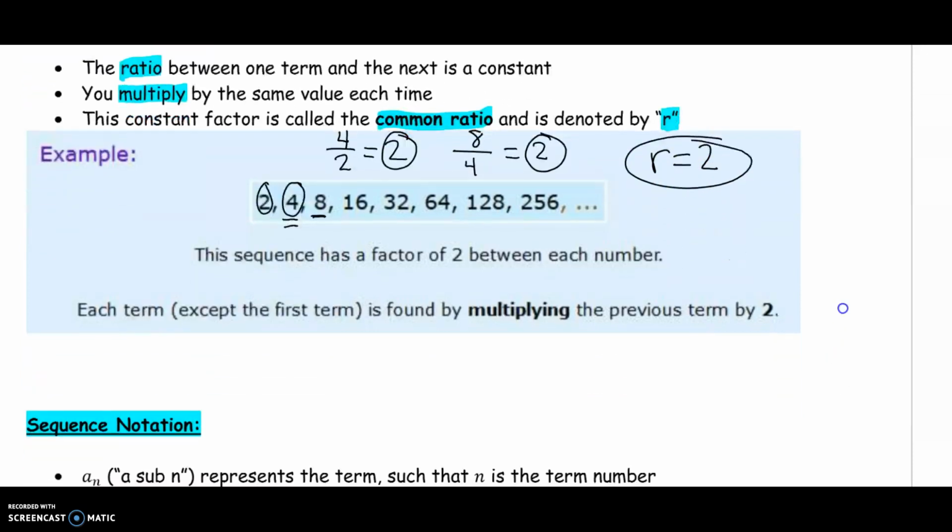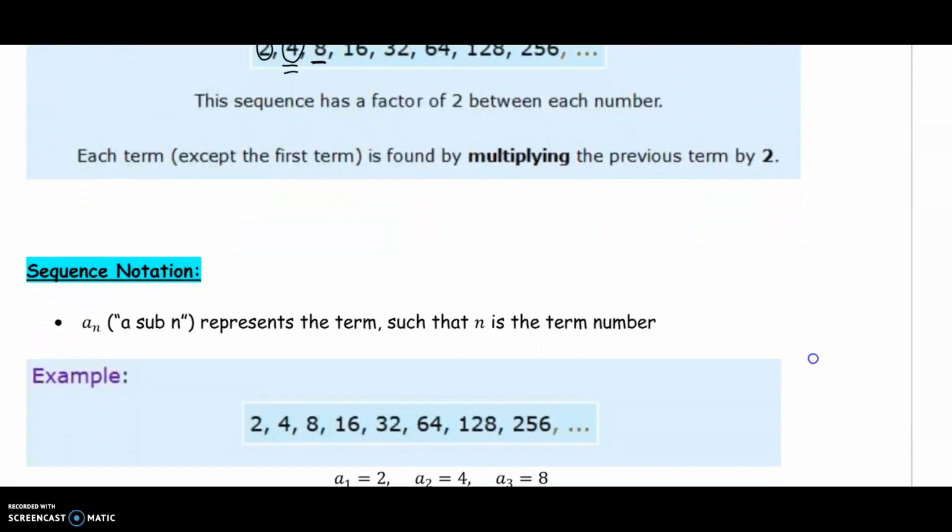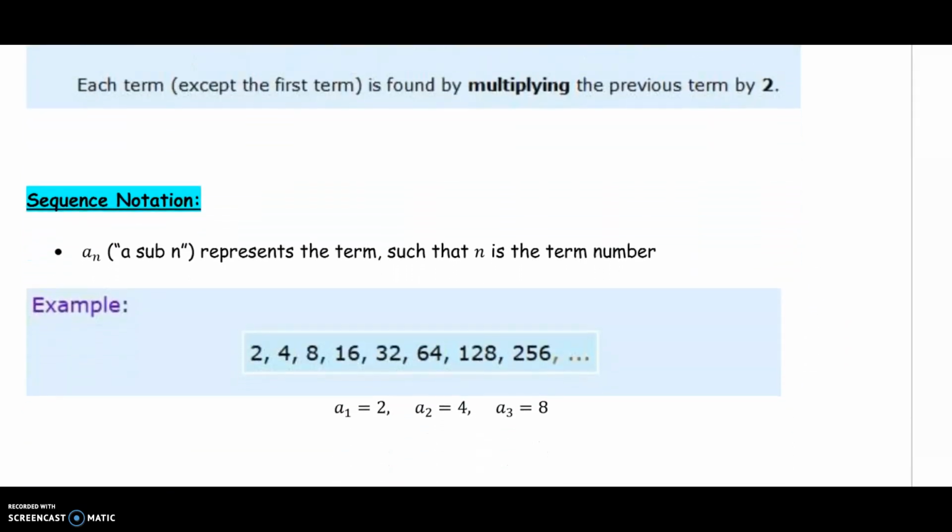Okay? All right, and last, sequence notation. So the notation tends to be the most difficult part when learning about sequences. This right here is said as A sub n. A sub n represents any term in the sequence. N could be any number. So for example, for this sequence right here, the number 2 is the first term in the sequence.